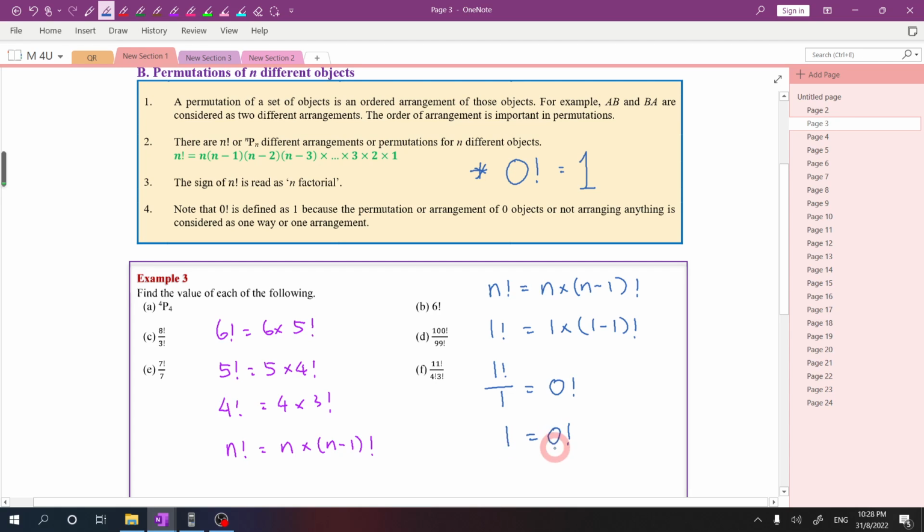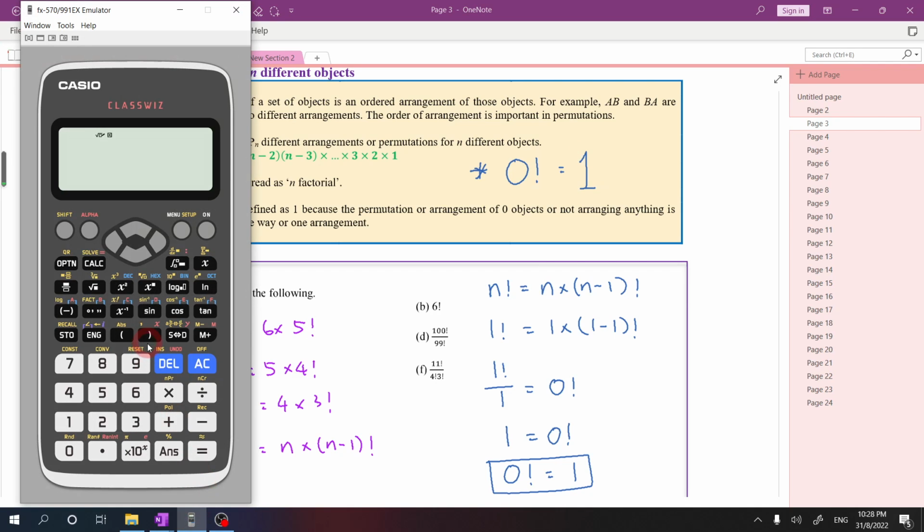From here, we know that 0 factorial is actually equal to 1. Remember, 0 factorial is equal to 1, not equal to 0. So if you forget, you actually can use your calculator to help you. So how do we press factorial?